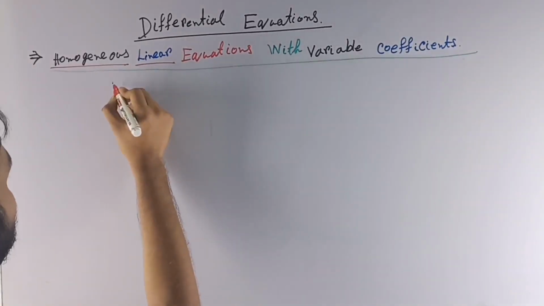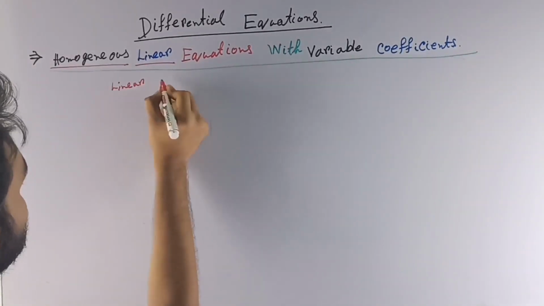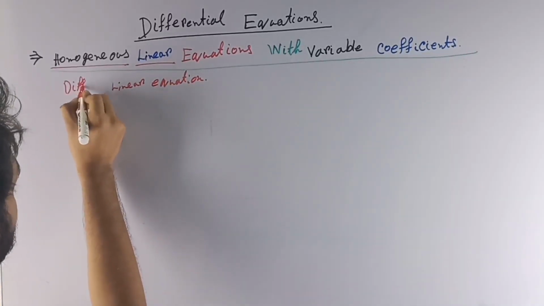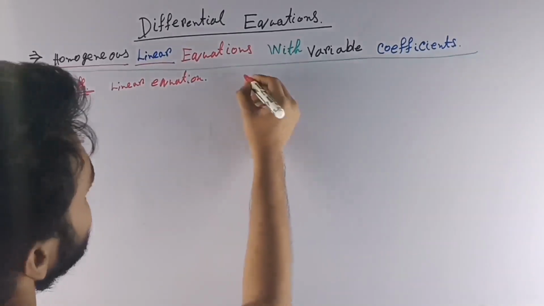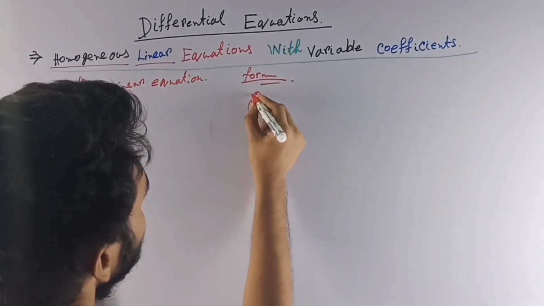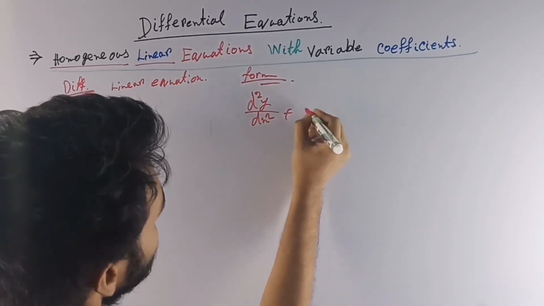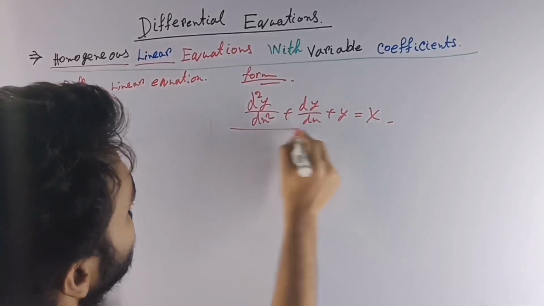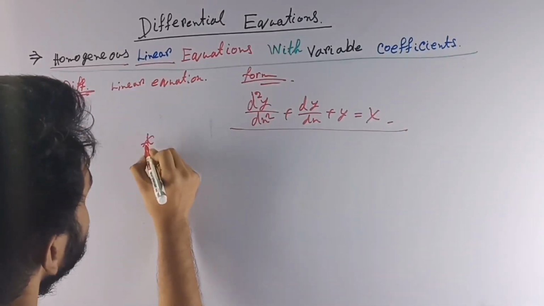Okay, first of all, I want to tell you what the difference is between the linear equation and the homogeneous linear equation. Now, at first, the differential linear equation form. Okay, I take the first form. Now watch this: d2y by dx2 plus dy by dx plus y equals x.